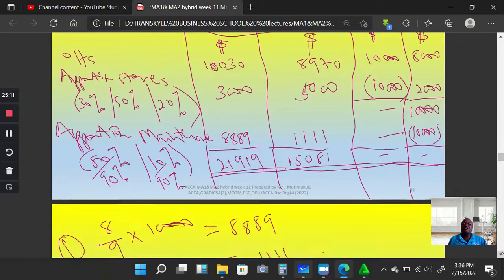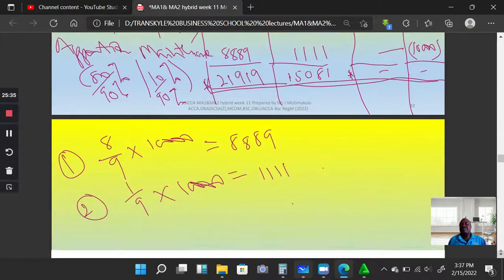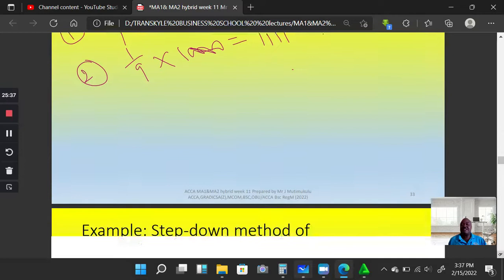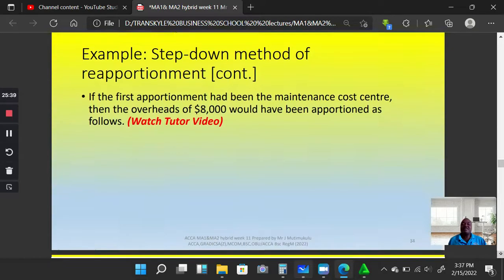What was going to be the difference if we had, so these are the total overheads, these ones for the production cost center number 1 and production cost center number 2. Okay, we're done. But the question is, what if we had started with the maintenance service center, service cost center?